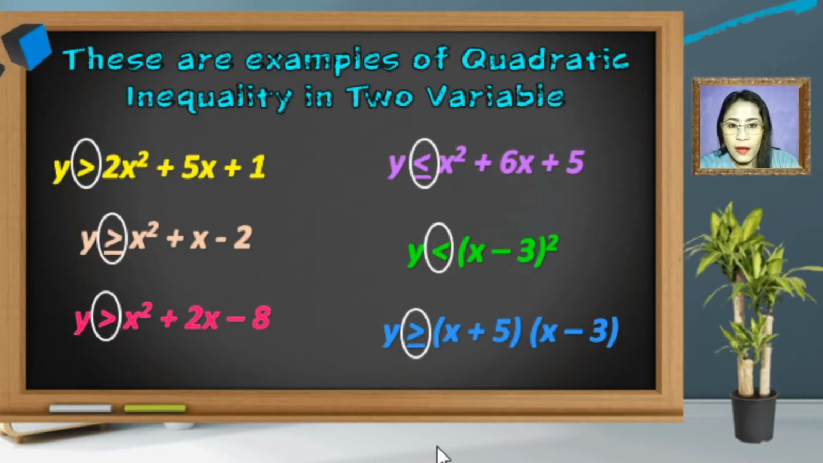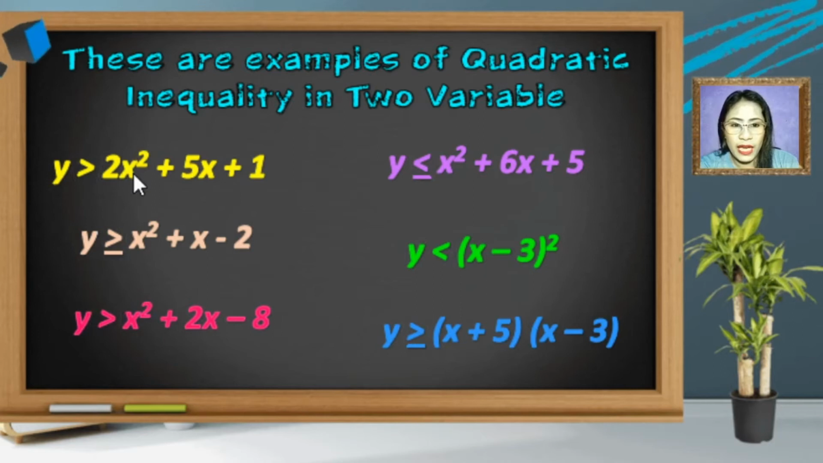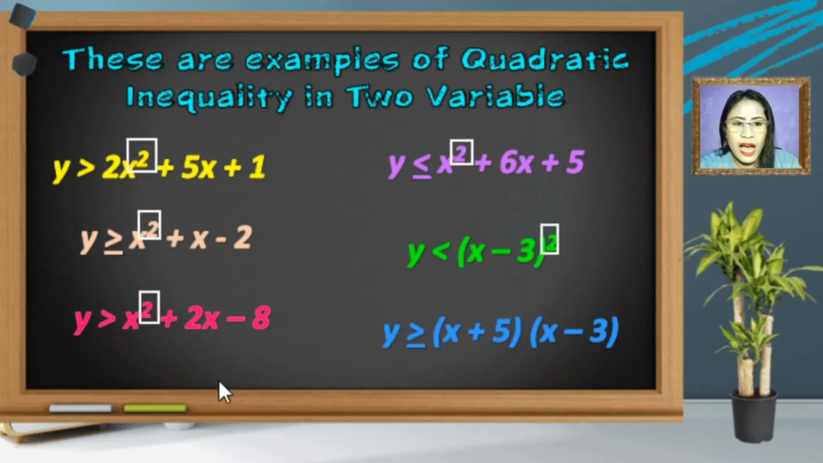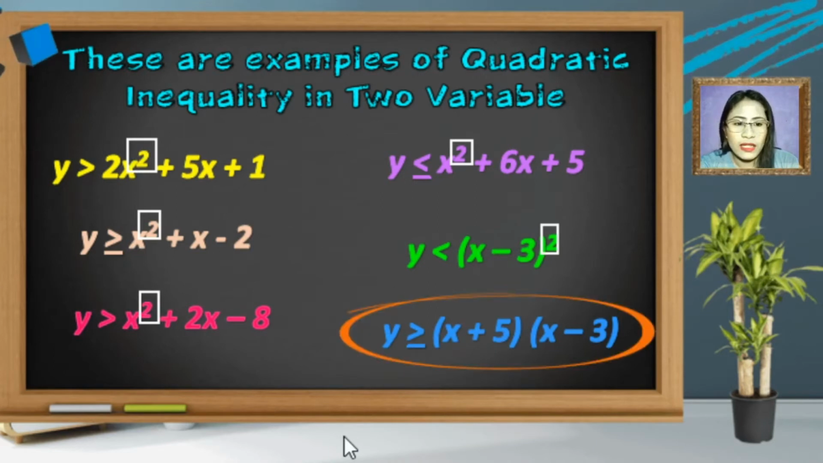As you can see, they all have inequality symbol. And they have x and y. That's why two variables sila, no? Quadratic inequality in two variables. And the highest exponent is 2. No? So makikita nyo, ang highest exponent nilang lahat ay 2. But in this example, y is greater than or equal to x plus 5 times x minus 3. Pag Pinoy method natin sila, so magkakaroon tayo ng highest exponent na 2.